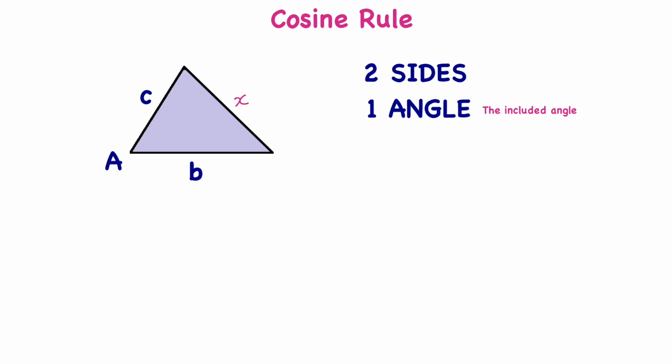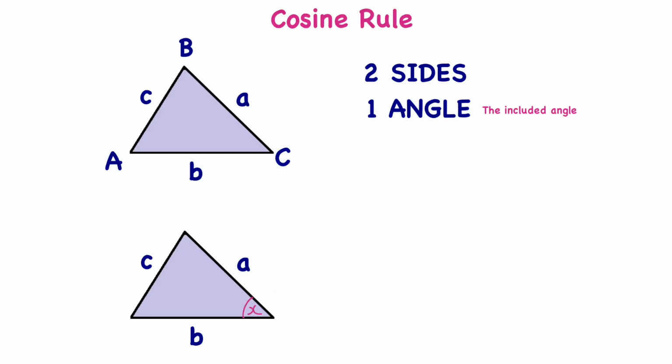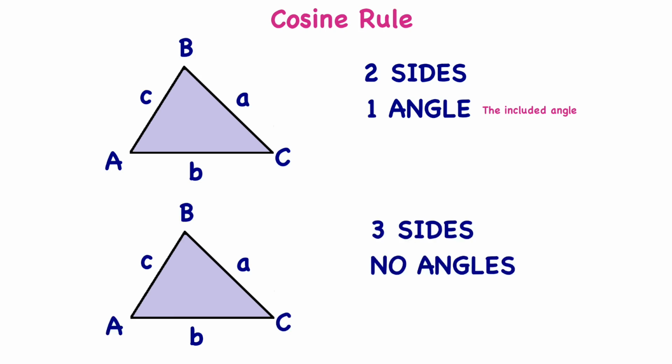Now the second condition for using the cosine rule is whenever you have three sides and you have no angles. So we could have all three sides and be asked to find angle C, or we could have all three sides and be asked to find angle A. In this instance, we use the cosine rule. So that is the final condition for using the cosine rule.